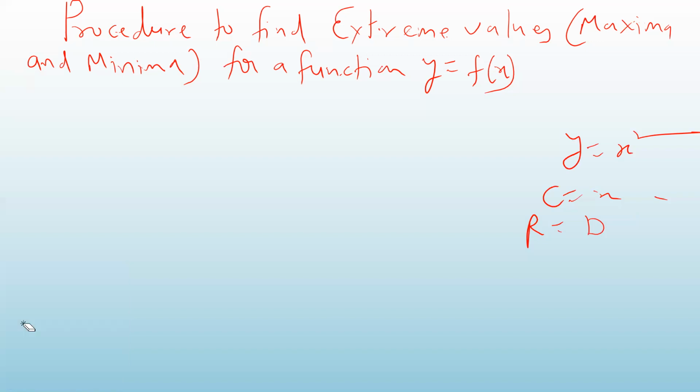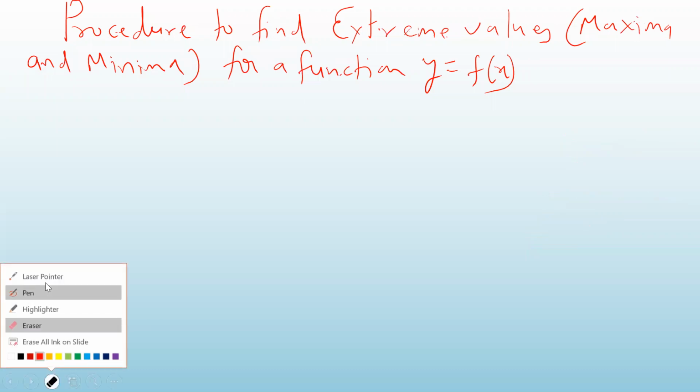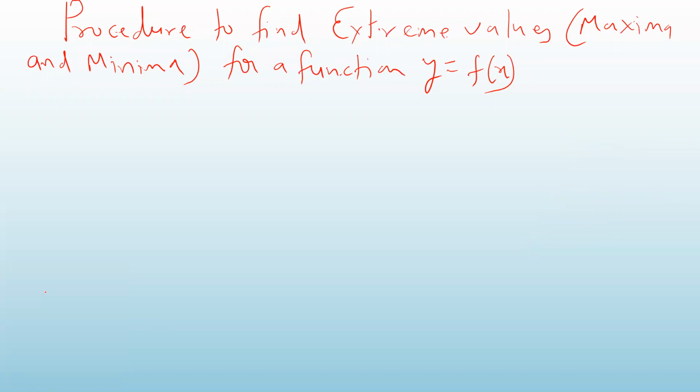Okay. So in general, I'm writing this step. Let me write down this step for a function y, which is a function of x. So what is my first step? The first step is to find the derivative of y with respect to x. Whatever function is given to you, you first have to find its derivative. That is the first step.